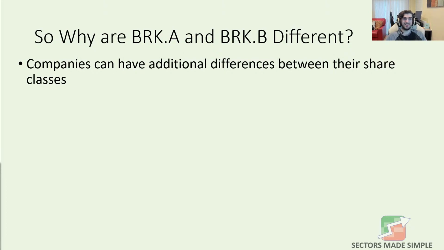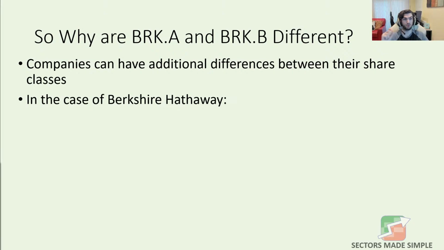Because remember how I said that companies can treat different share classes however they want? They can give them more voting rights. They can give them less voting rights. They can give one 10. They can give one 20 if they wanted. So here's why Berkshire Hathaway is different. Warren Buffett is a value investor. He likes buying and holding and long-term trading and being interested in the company's long-term health. So in the case of Berkshire Hathaway, Warren Buffett's company, he has one rule.